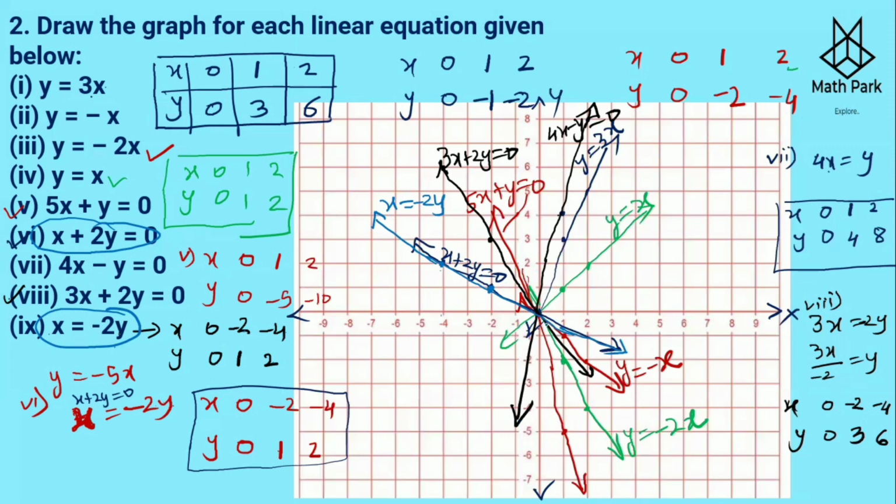You can draw the separate graphs. What you can observe here, all the lines are passing through the origin. So if you get the form y is equal to mx, always the lines will pass through the origin.